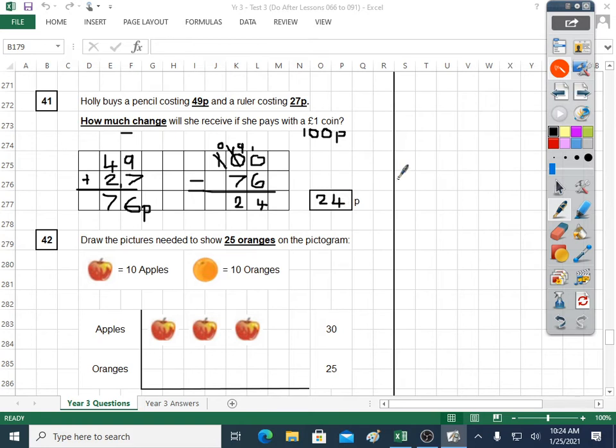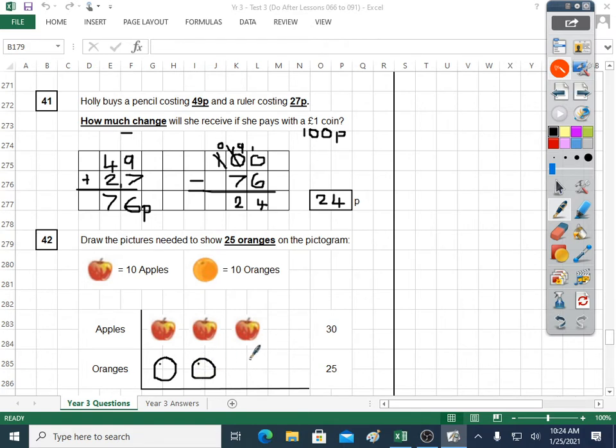Question 42. Draw the pictures needed to show 25 oranges on a pictogram. That means 10 apples, that means 10 oranges. So you've got to draw some oranges. We've got to draw 25 oranges, but one orange is 10. So I've already drawn 10 oranges, do a little dot, 20 oranges. They don't have to be really good.